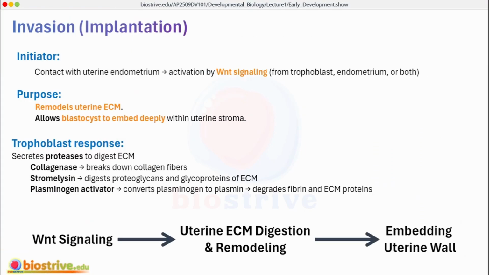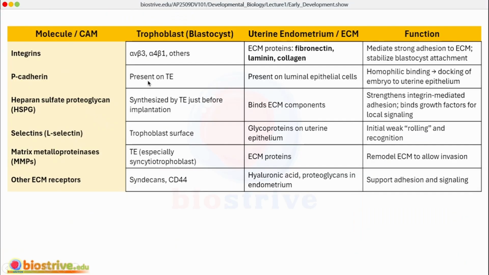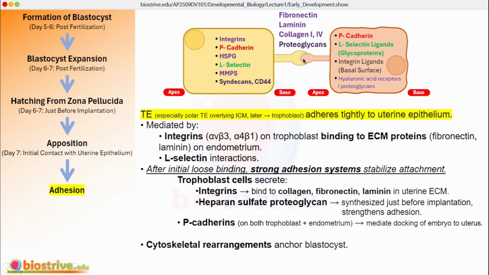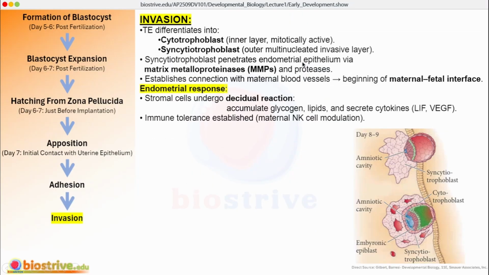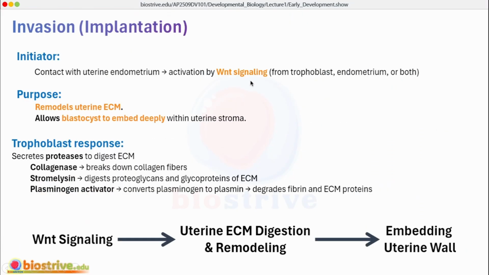For implantation, what is the initiator? The contact with the uterine endometrium, this contact which has already been established. There is something known as the Wnt signaling pathway. This Wnt signaling pathway will remodel the uterine ECM as well as allow the blastocyst to embed deeply within the uterine stroma. So Wnt signaling will help in ECM digestion, remodeling, and invasion, complete invasion of this blastocyst into the uterine stroma.